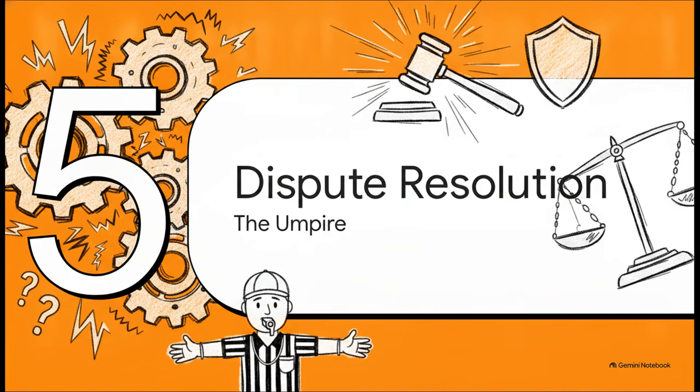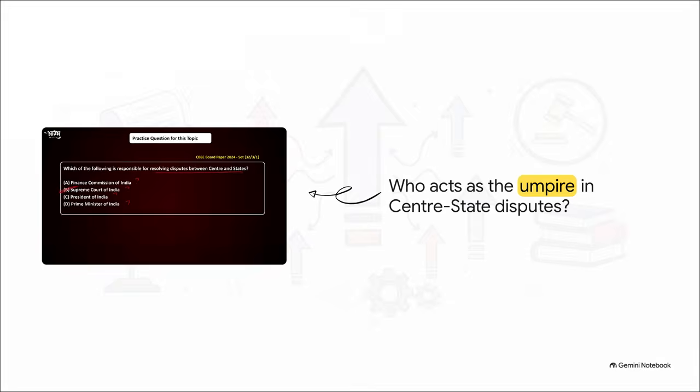Finally, Section 5, the umpire. Dispute resolution. With all these overlapping lists, special statuses, and shared powers, conflicts are basically guaranteed. So what happens when the factions fight? Consider this direct multiple-choice question from a recent board paper. Who resolves disputes between the center and the states? Is it the Finance Commission, the President, the Prime Minister?